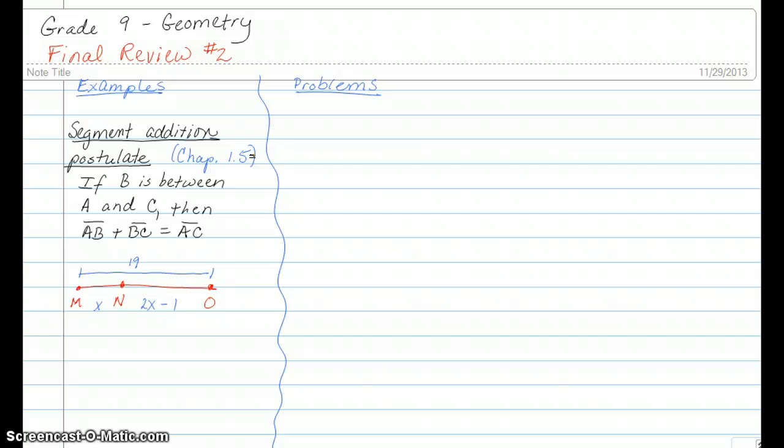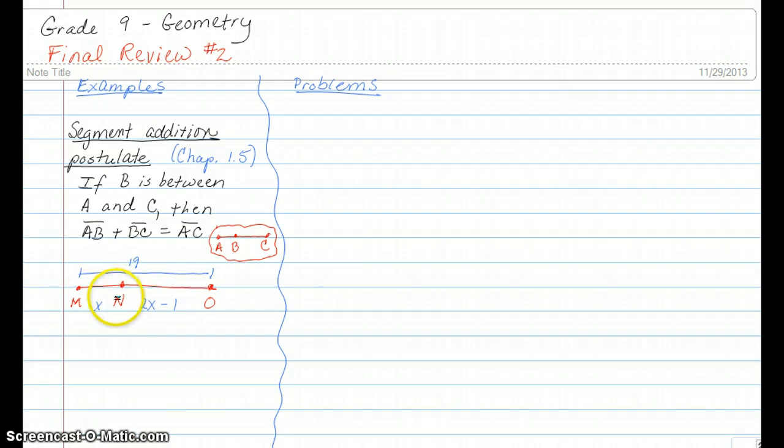Let's go ahead and draw a quick picture of that so you can see it, and then I'll use it for the example. When you look at the picture, if you have a segment AB and you have segment BC, the sum of those two segments, adding them together, will give you AC, the entire segment. All right, so let's look at this first example.